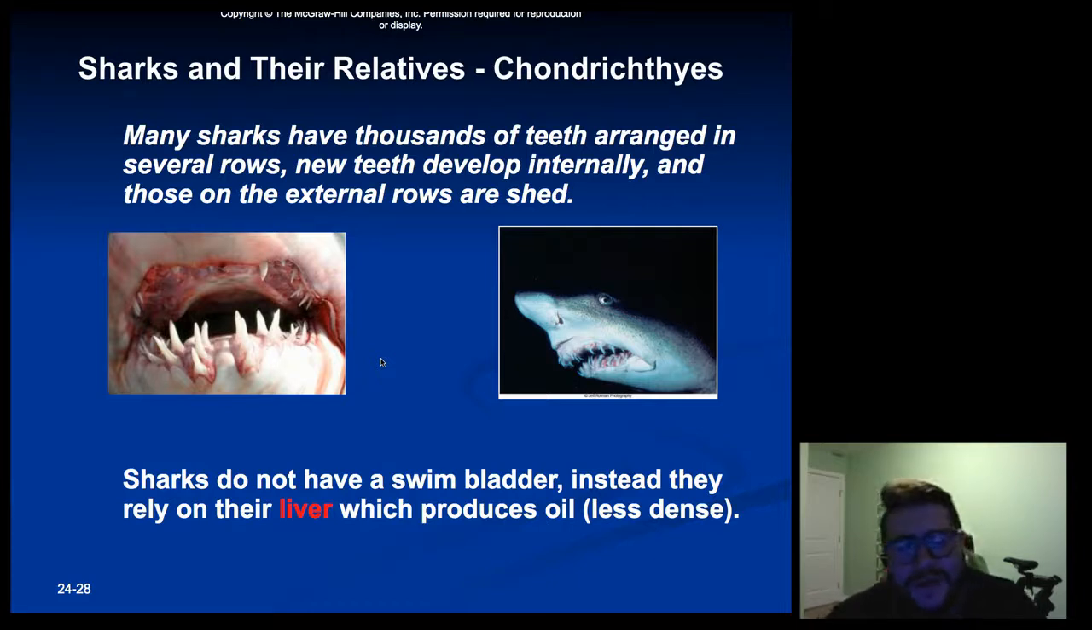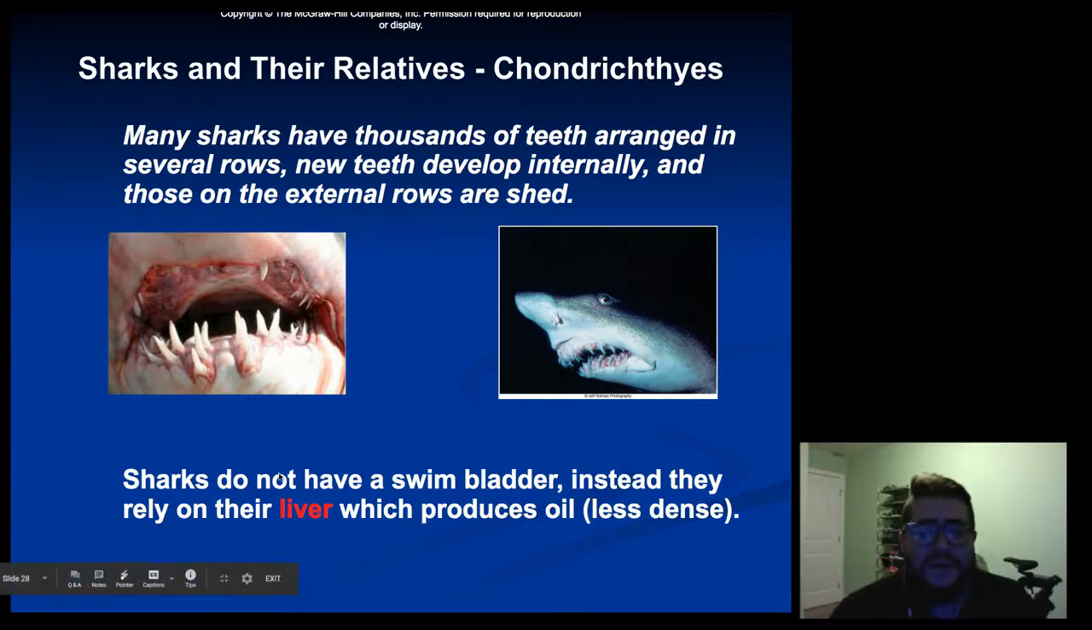So, cool fact, many sharks have thousands of teeth arranged in several rows. And you can actually see the rows here, 1, 2, 3 rows here. New teeth develop internally, and they push old teeth external. And so they're constantly growing new teeth and replacing all of their teeth. And so as they grow more teeth, the older ones push out, and they can constantly be making sharp teeth here.